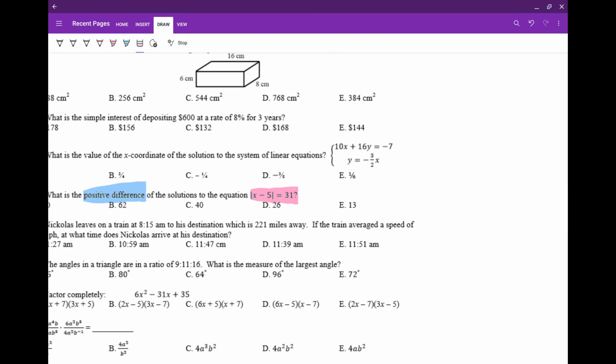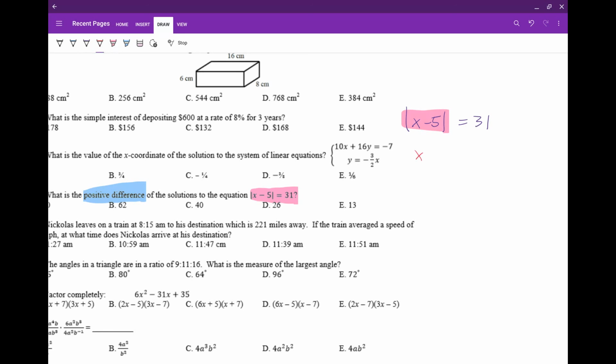Okay? Now this question is asking for the positive difference of the solutions to the equation. So first we need to find the solutions to the equation. Last time in test 1 I talked about how to solve for an absolute value, so I'll just walk through it again. You have the absolute value of x minus 5 equals 31. When you have an absolute value and you're trying to solve for something, make sure the absolute value is isolated. In this case, it is. Absolute value is the only thing on the left-hand side, and everything else is on the right-hand side.